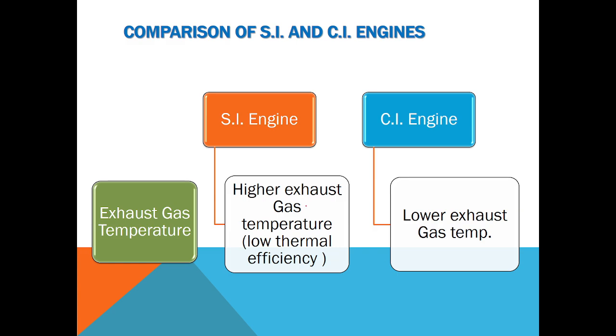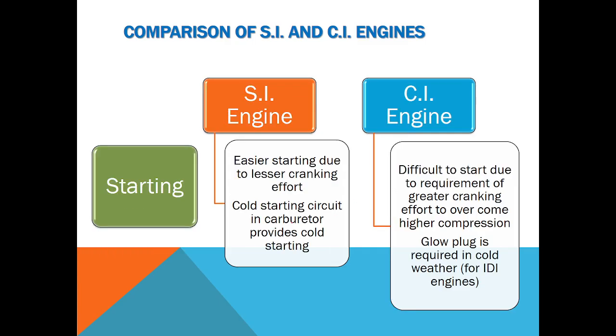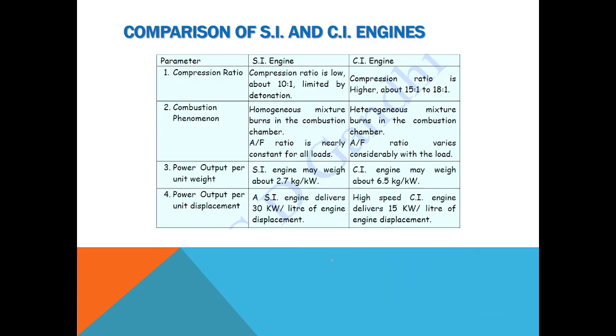Exhaust gas temperature. In case of SI engine, the exhaust gas temperature is much higher. Therefore, we are getting the low thermal efficiency. In case of CI engine, the exhaust temperature is comparatively lower. Starting: SI engines are easier to start. Lesser cranking effort is needed. The starting circuit in the carburetor provides cold starting also. CI engines are quite difficult to start due to the requirement of greater cranking effort to overcome the higher compression. Glow plug is required in cold weather for IDI engines.